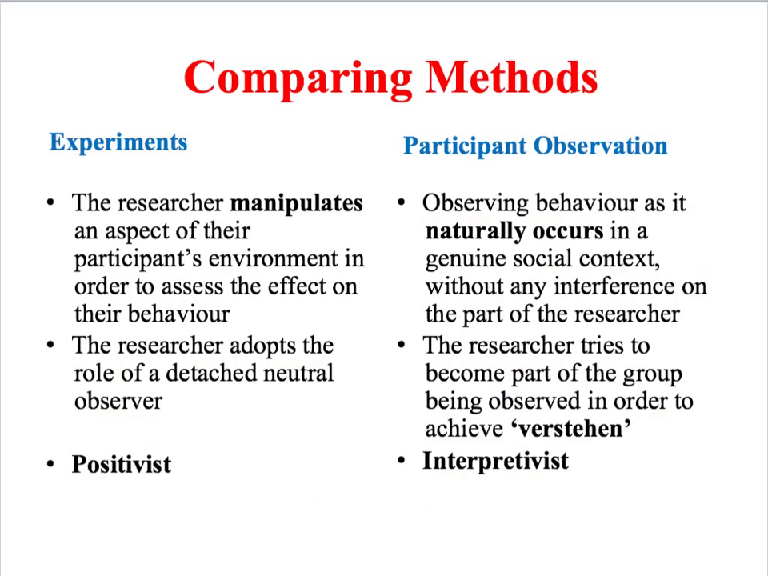And whereas in experiments the idea is that the sociologist is like a scientist, a detached, neutral observer, obviously in participant observation we're immersing ourselves in the group. We're trying to become part of the group in order to achieve this idea of Verstehen that Weber talked about. So experiments are linked to the positivist tradition, whereas participant observation is linked to the interpretivist tradition.